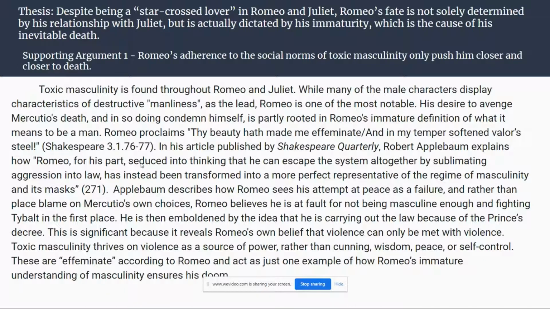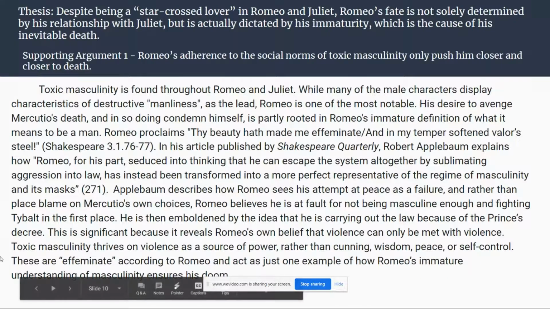So how does that change our paragraph? Well, some of it's going to be very similar to what we just wrote, and other parts of it will have some edits and changes in order to make sure that it ties in to the ideas of this thesis and this supporting argument. So toxic masculinity is found throughout Romeo and Juliet. While many of the male characters display characteristics of destructive manliness, as the lead, Romeo is one of the most notable. His desire to avenge Mercutio's death and in so doing condemn himself is partly rooted in Romeo's immature definition of what it means to be a man.